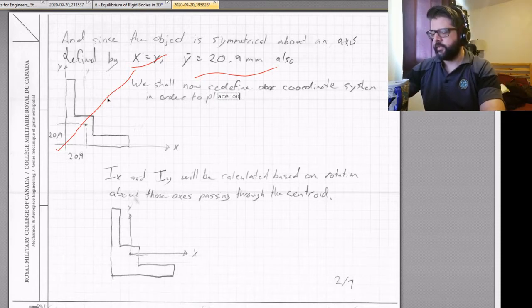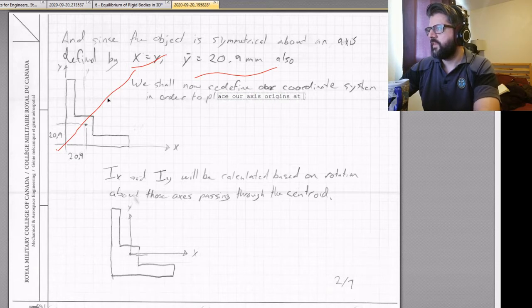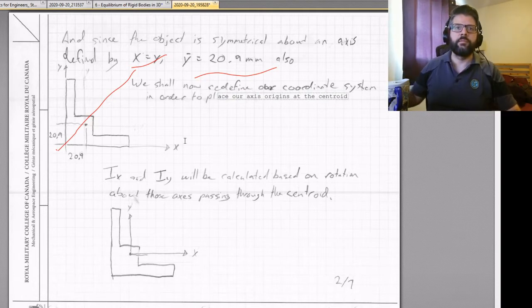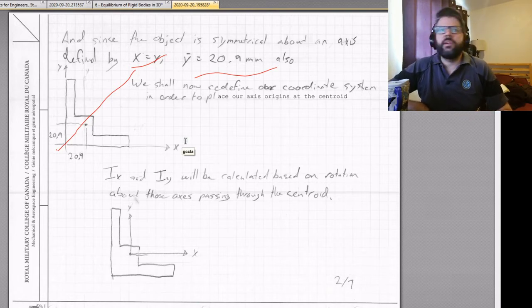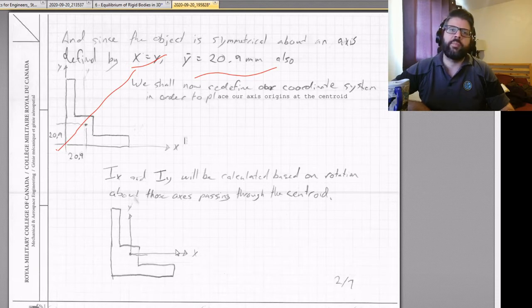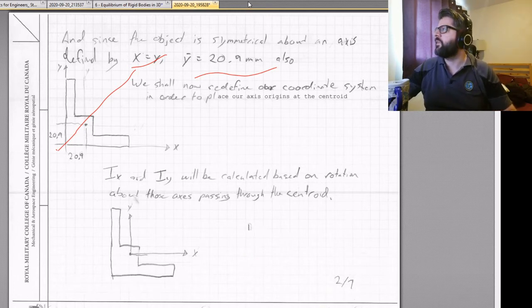In order to place our axis origins at the centroid. There we go. So we will be calculating our Ix's and Iy's based upon rotation about those axes passing through the centroid. Otherwise, we'll be getting the wrong values due to the parallel axis theorem kicking in.